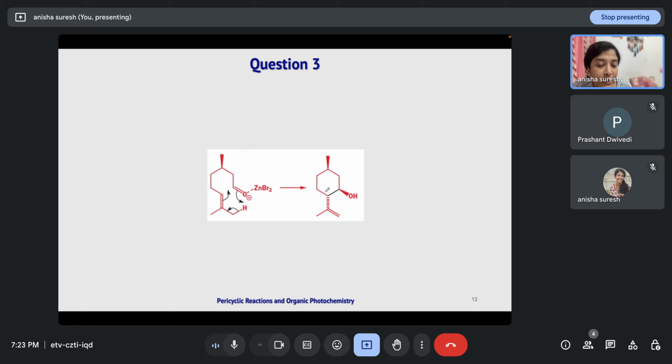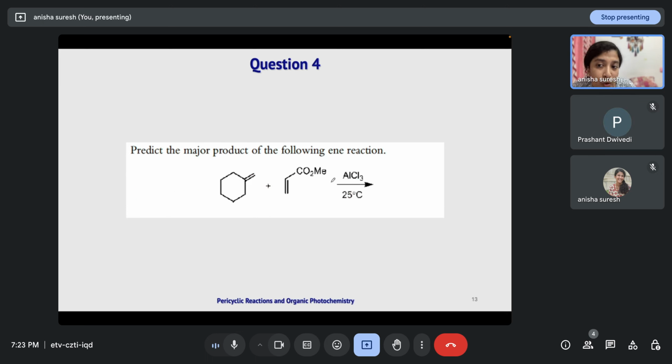So here the trans stereochemistry will be more favored. So it is giving the trans stereochemistry in the final product. Clear? Yes, ma'am. Okay.